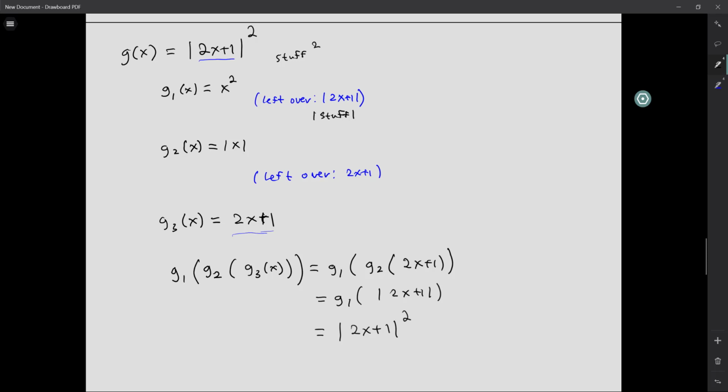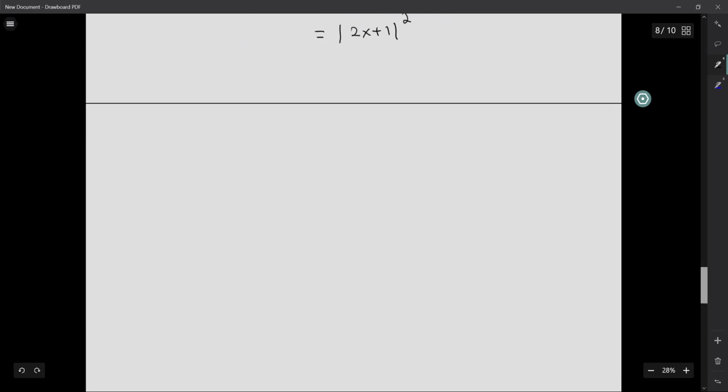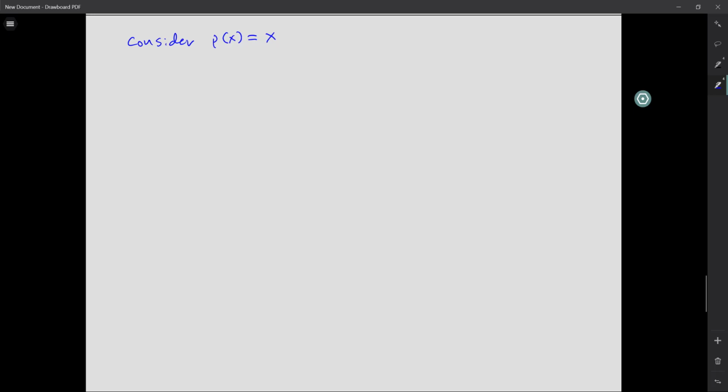Now one of the problems with decomposition is there's some non-uniqueness. So if we do an aside here before the next problem, let's do it in blue. Let's consider p of x equal to x. So a lame little polynomial which is just x. I can decompose this function. In fact, I can decompose this into infinitely many component functions, which is kind of a dumb thing to do.